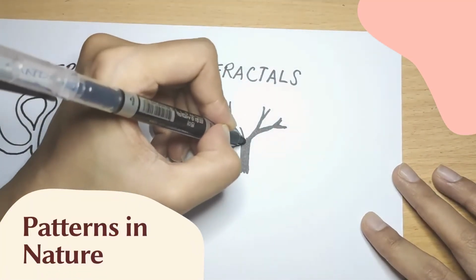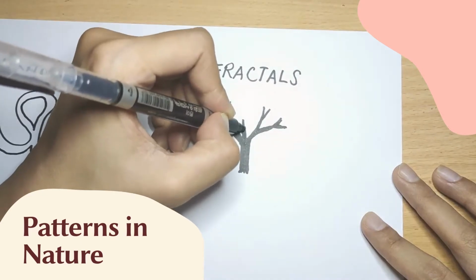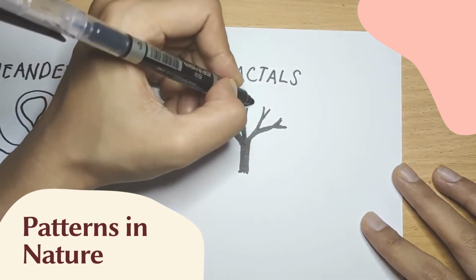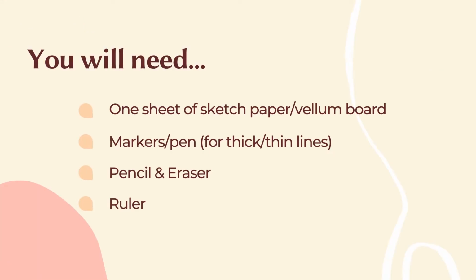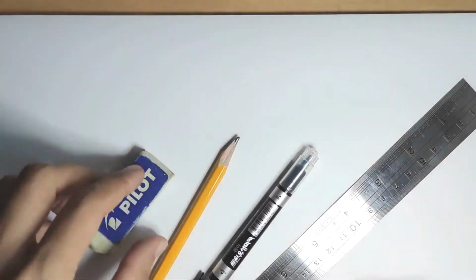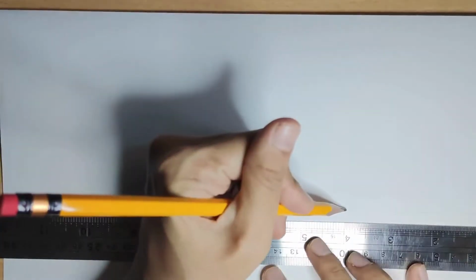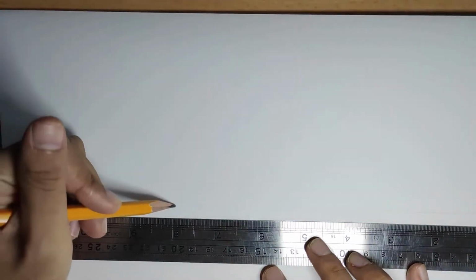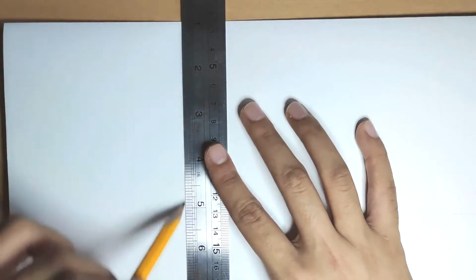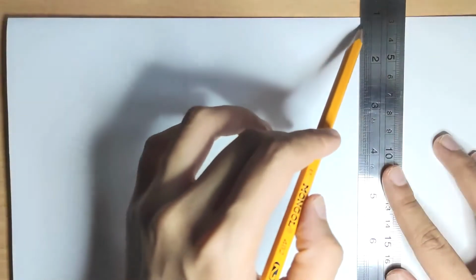Welcome to my class. In this video, we will learn how to draw patterns found in nature. Let's prepare what we'll need for this exercise. You'll need one sheet of sketch paper or vellum board, markers or pen for drawing thick and thin lines, pencil and eraser to sketch out the details, and a ruler to divide the paper into 6 sections.